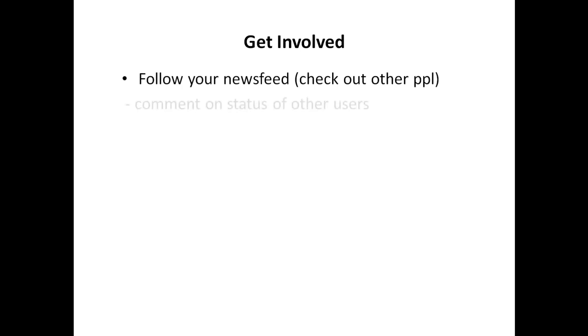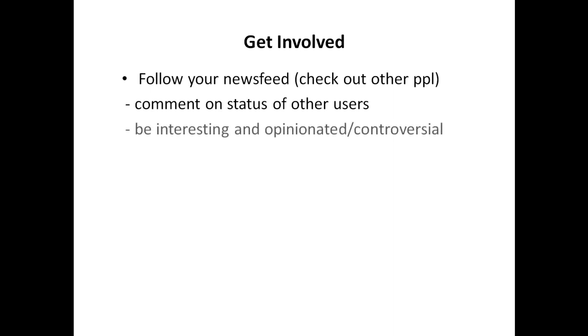It's important, therefore, to get involved. Follow your newsfeed. It's one way of being able to check out what you're up to and what other people are up to. Then comment on the status of other users. Make sure your comments are interesting and opinionated. Make sure at times they're also controversial.